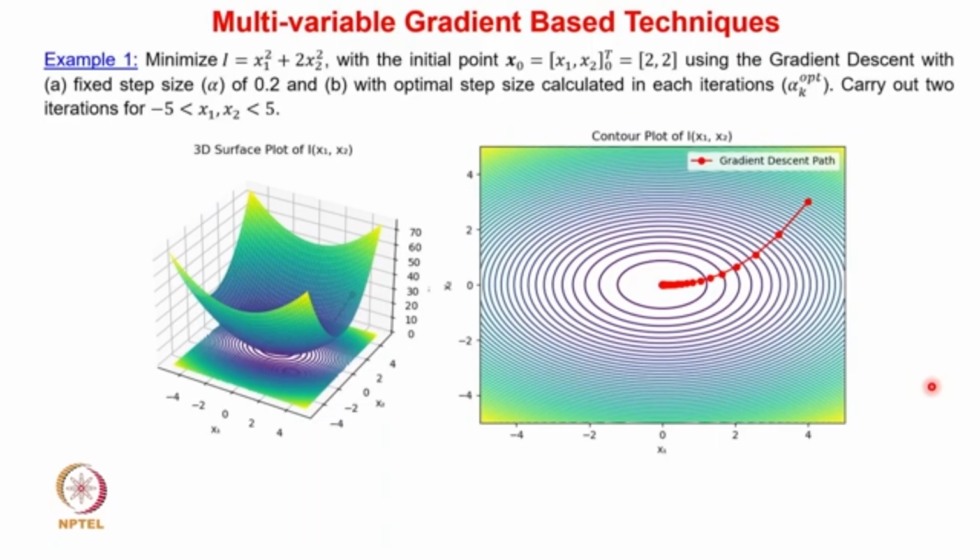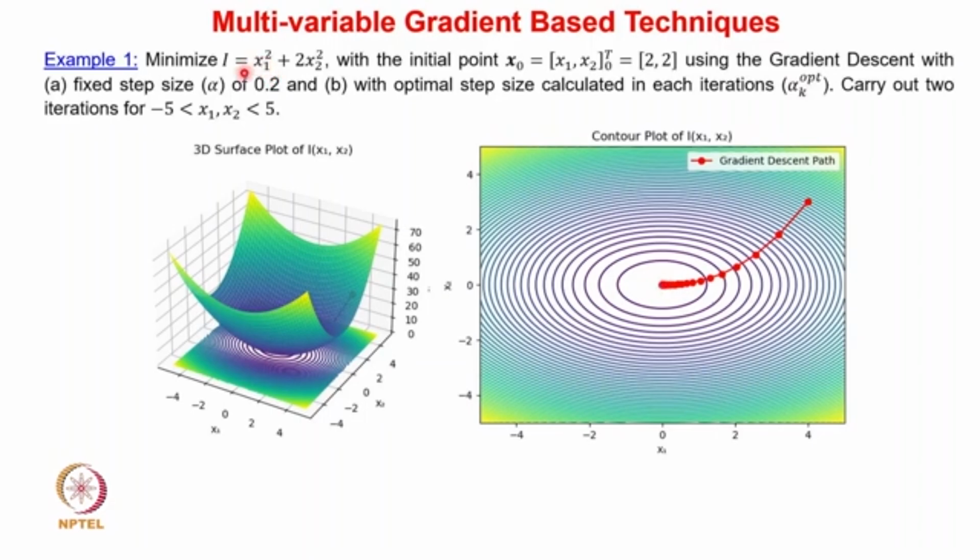Now let's look at one solved example. In this particular case, we are looking at minimizing x1 square plus 2x2 square with the initial point (2, 2) using gradient descent, with a step size of 0.2, and x1, x2 varying between -5 to 5. You can see that the gradient descent starts from one initial guess, and as we undergo different iterations, we eventually reach the global optimum solution.